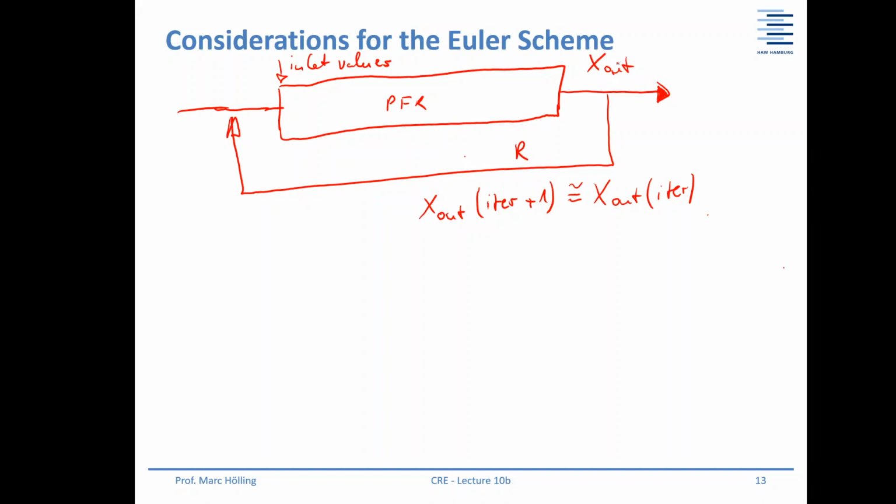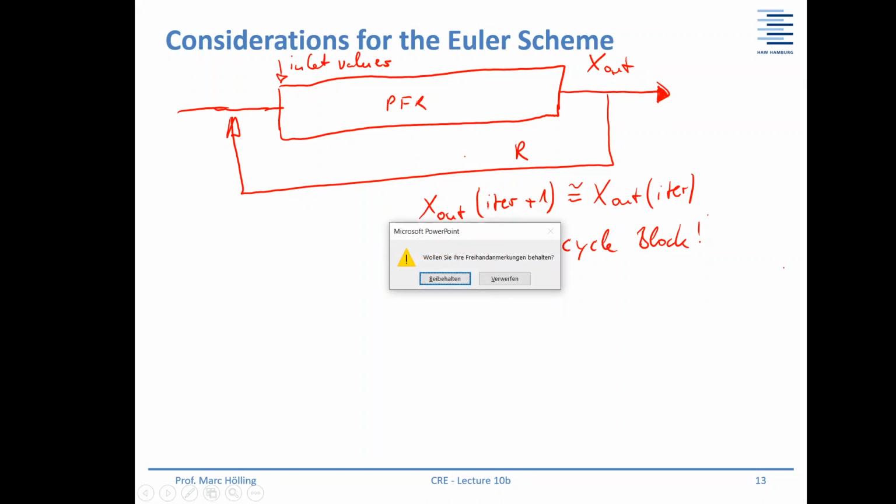For those of you who had Simulation verfahrenstechnischer Prozesse, there I showed you DVSim. It's the process simulation program. So in DVSim, this would be something like a recycle block. So what I did in my MATLAB code is just to implement something like a recycle block to make sure that I get the correct value for my plug flow reactor. Okay, then let's have a look at my MATLAB code.